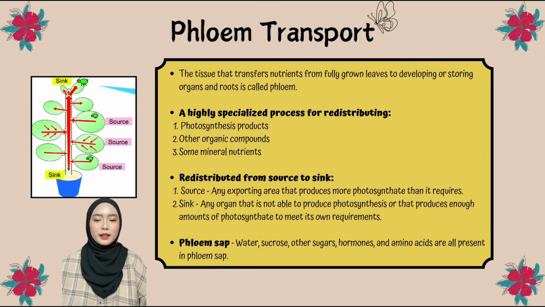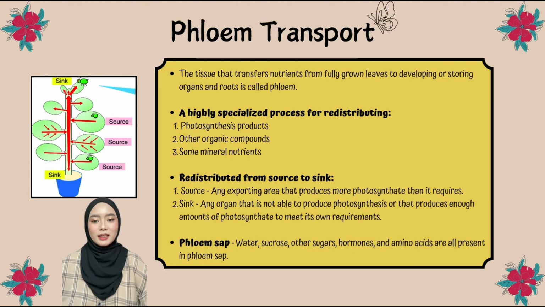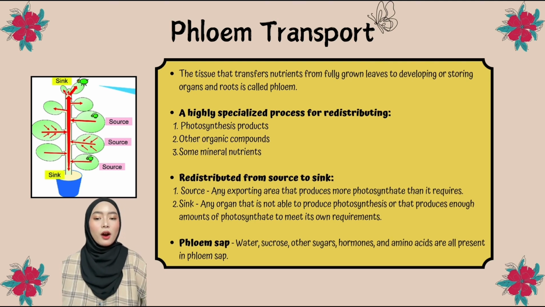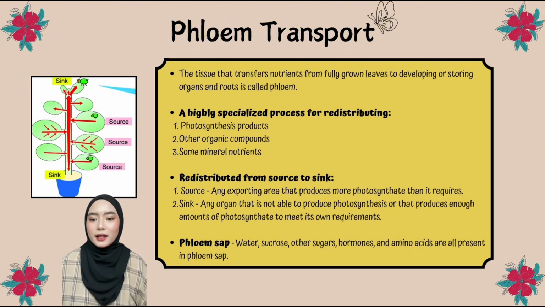Next is phloem transport. The tissue that transfers nutrients from the fully grown leaf to developing or storing organs and roots is called phloem. It is a highly specialized process for redistributing, first, photosynthesis products; second, other organic compounds like metabolites and hormones; and third, some mineral nutrients. Redistributed from, first, sources.